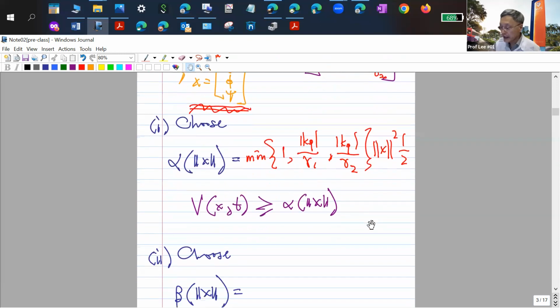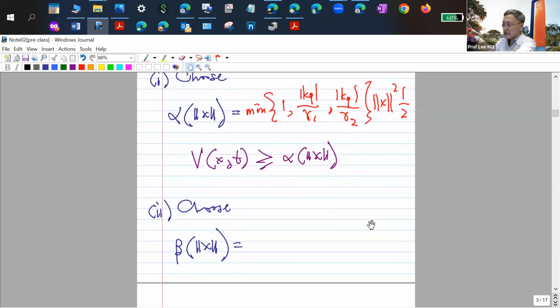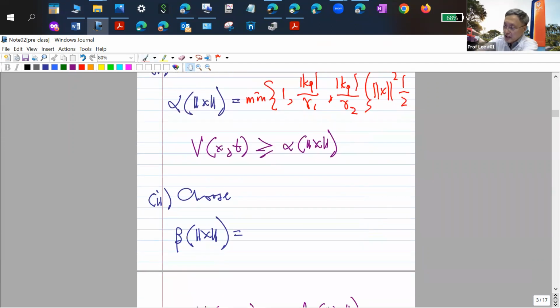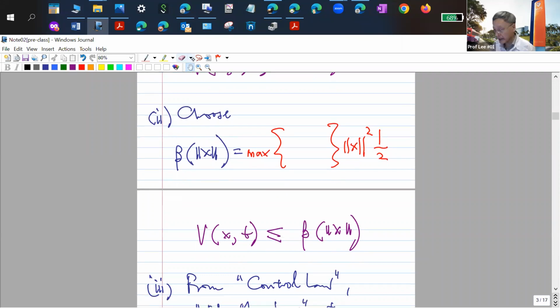Now you can see decrescence, because it will be the same kind of idea. For decrescence, instead of the min, I'll just take the max of all those three numbers in there, and the same norm of x squared times half. You can clearly see that with what we have done, the beta function also exists, which overbounds V of t, which satisfies my property of decrescence.